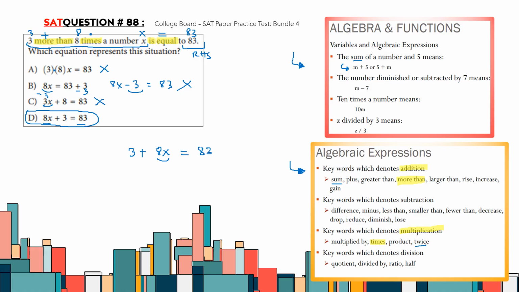Twice here, we also usually know the word double. Double means twice, means multiply by 2. Triple means multiply by 3. Or something like quarter is 1/4. Half means divide by 2.